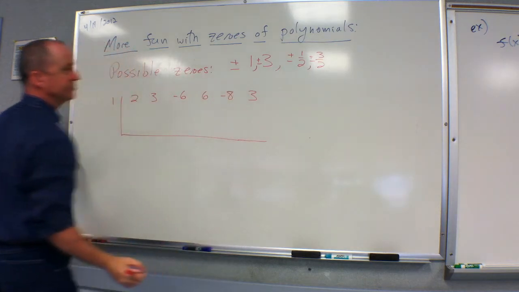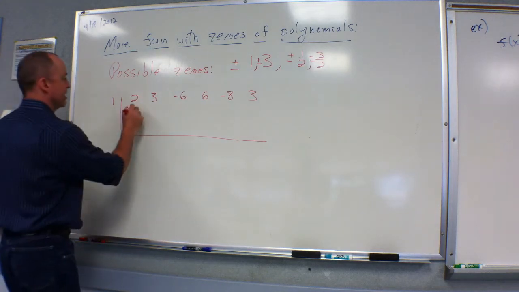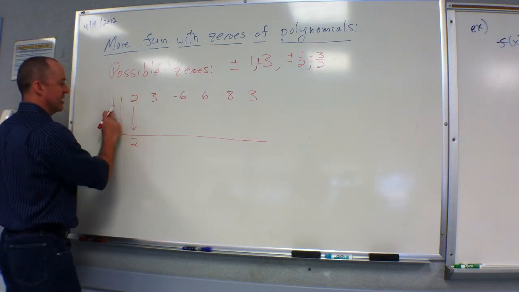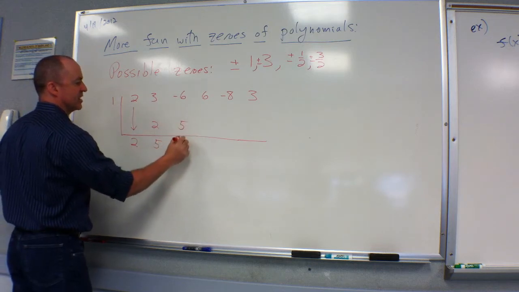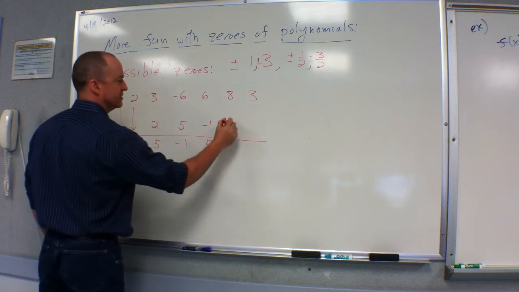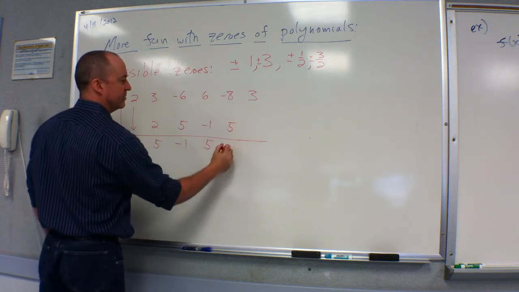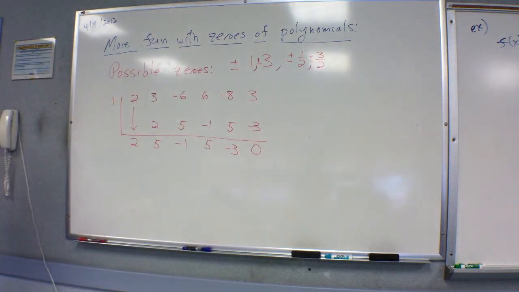Make sure you get your coefficients from f of x and not from f of negative x. That would be an easy and silly mistake to make. Alright, bring down the 2. 1 times 2 is 2, 5, 1 times 5, negative 6, negative 1, negative 1, 5, 5. Nicely done.